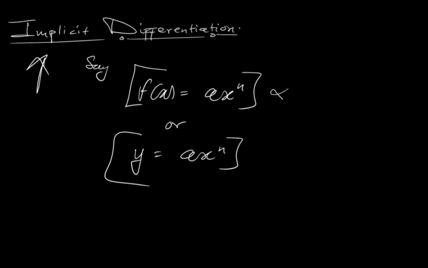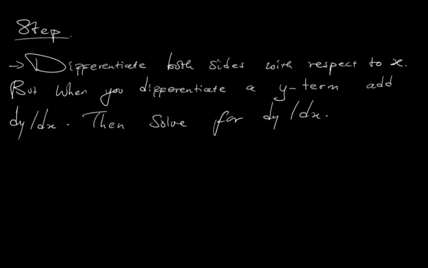Alright, what are the steps to implicit differentiation? All we have to do is simple. Differentiate both sides with respect to x, but the moment you differentiate a y term, add dy over dx. Remember, differentiate both sides with respect to x, but when you differentiate the y term, add dy over dx. After that, the only remaining is for you to solve for what? Dy over dx.